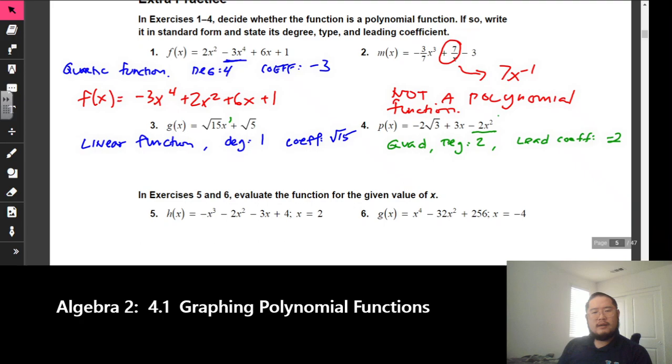And then, let's see, let's put this in standard form. Then I have -2x squared. The next highest degree right here is 3x. And then -2 rad 3. And there you have it.